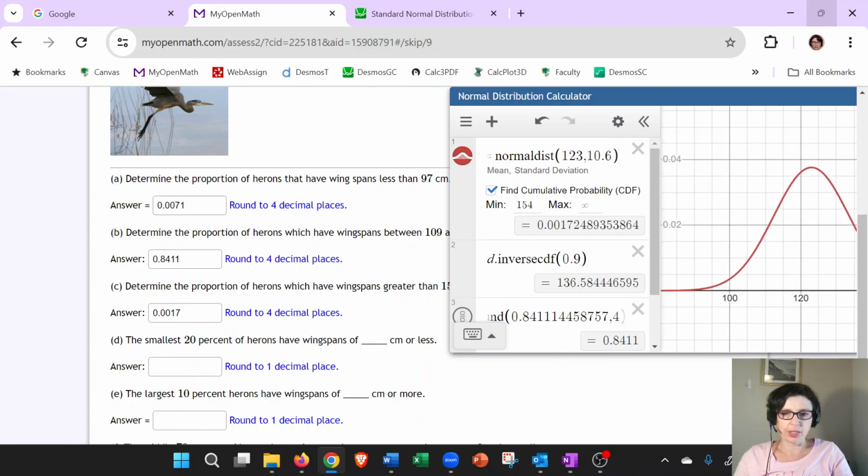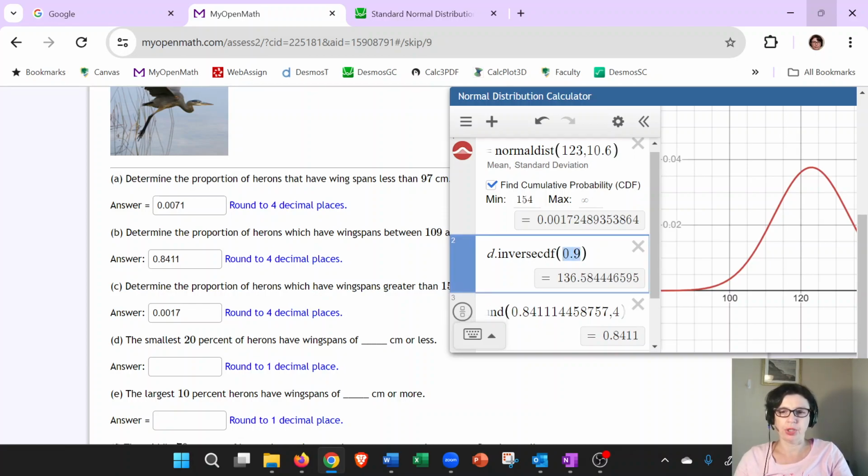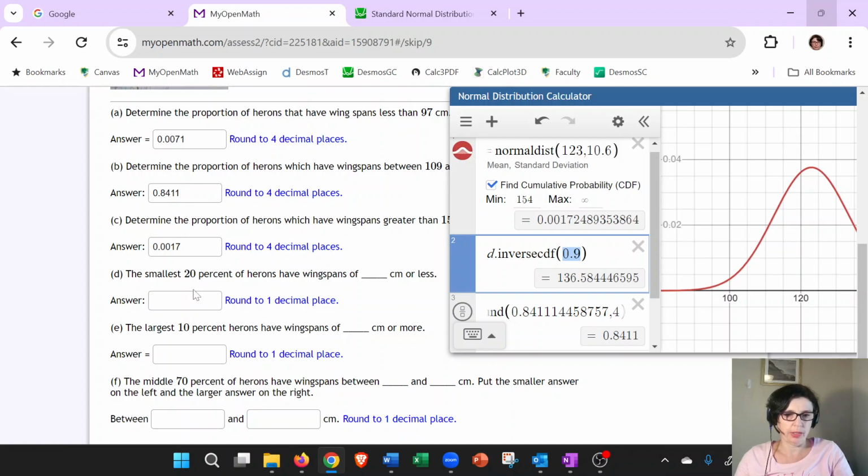Now, the next question talks about some sort of percent. So any time you have a question that asks you about percent, you are working with inverse CDF function. Because the way this function works, CDF stands for cumulative distribution function. It says, give me the area to the left of a number, and I will give you the number. So it's like an inverse. It's telling you what number do we need to look up so that the area to the left of it is a certain value. So we are using inverse CDF for any percentage question, so like D, E, and F.